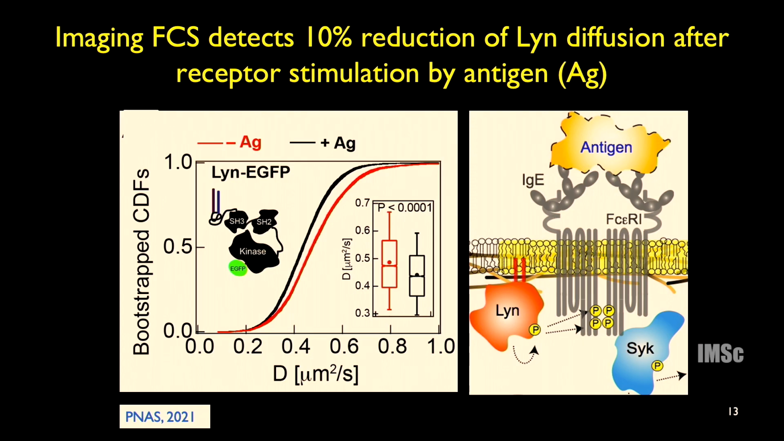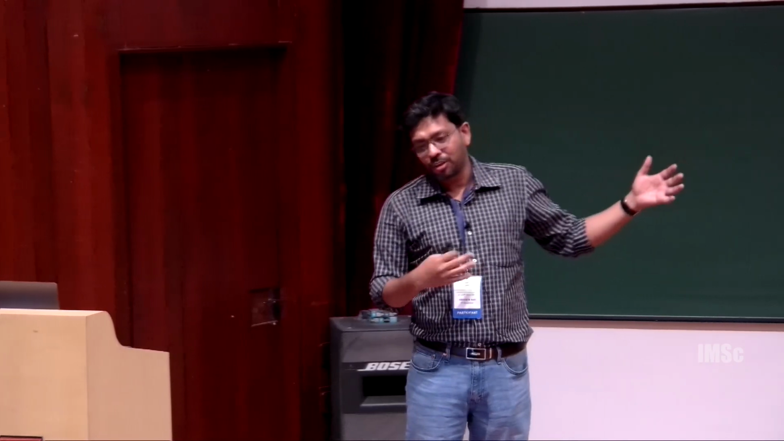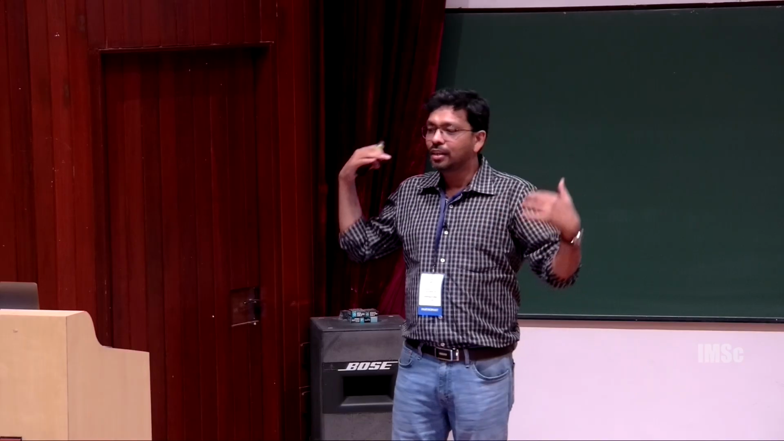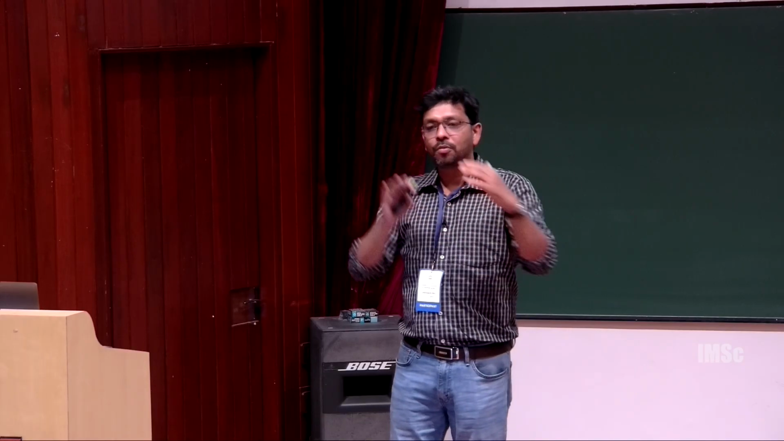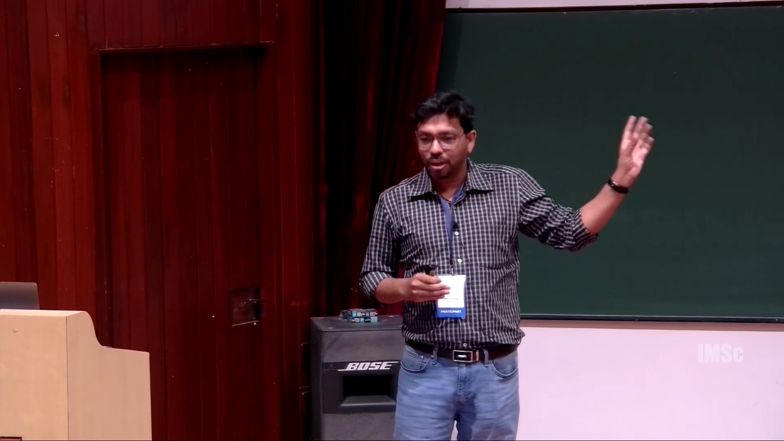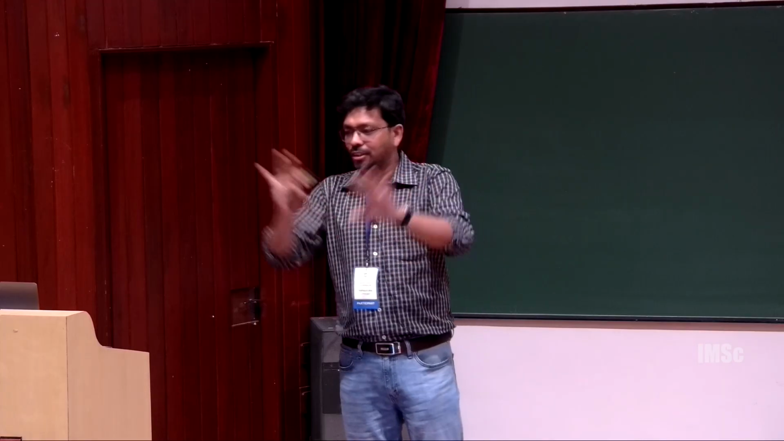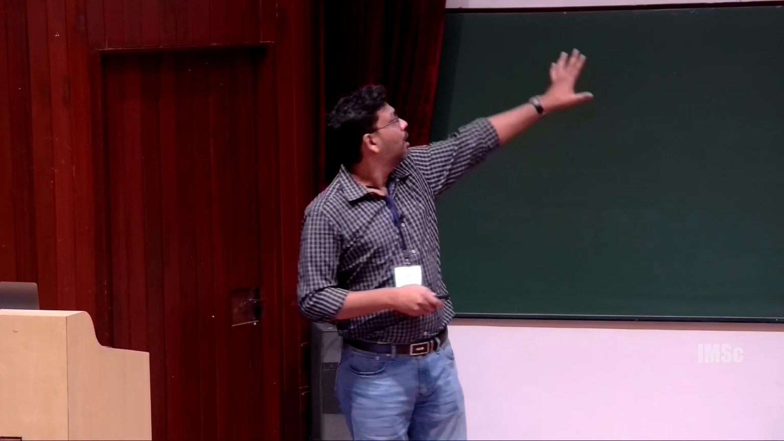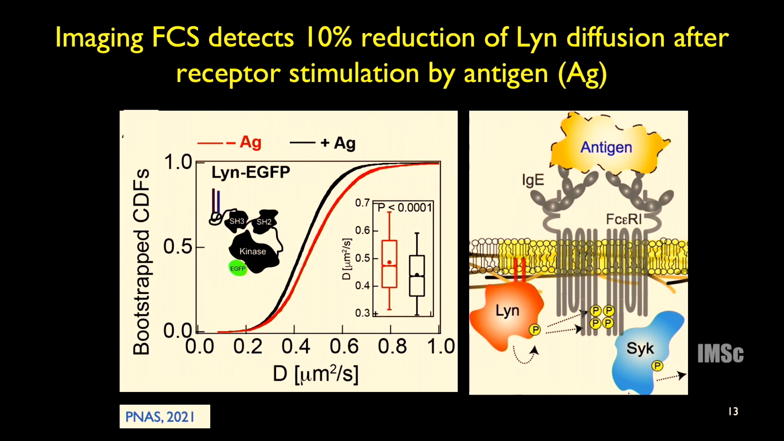So you do run a lot of statistical tests, which I'm not going to talk about, and complementary experiments to test whether this is real or not. All these controls had been done to justify that this is a real 10% difference in the diffusion constant. Now, this is good. We got to see it for the Lyn.